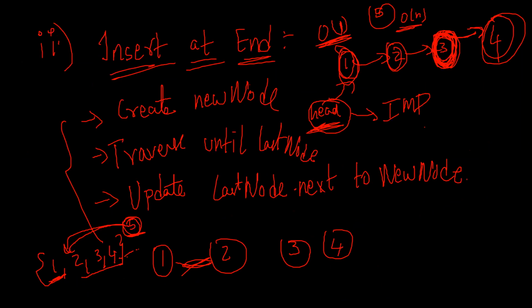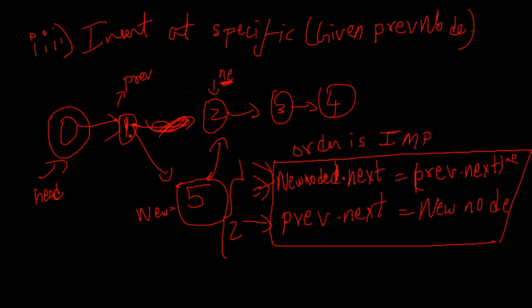Now inserting at the end. First we create a new node as usual, and then traverse until the last node. The moment we come to the last node, we update the last node dot next to the new node, and that's it. We don't need to change head or anything else. Just traverse until the last node and update last node dot next.